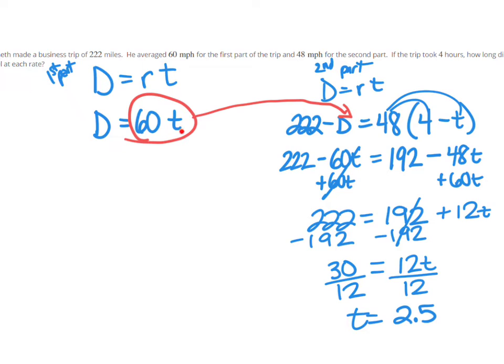If I want to know how long, it says, how long did he travel at each rate? So 2.5 hours on the first part of the trip. And then if I take 4 minus 2.5 hours, I get 1.5. So the second part of the trip is going to be 1.5 hours.